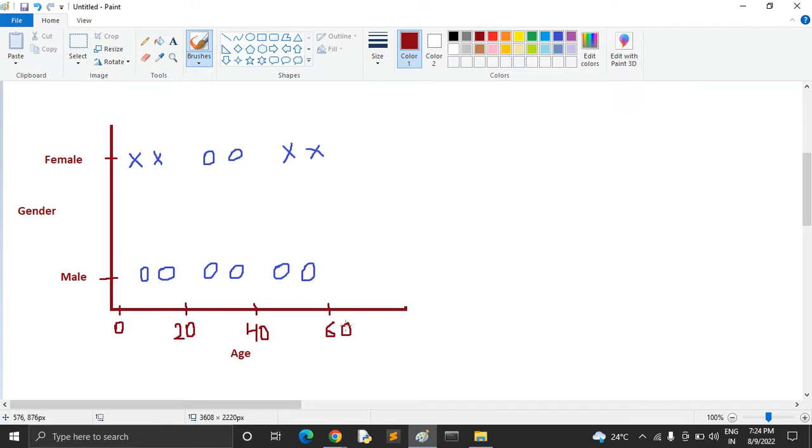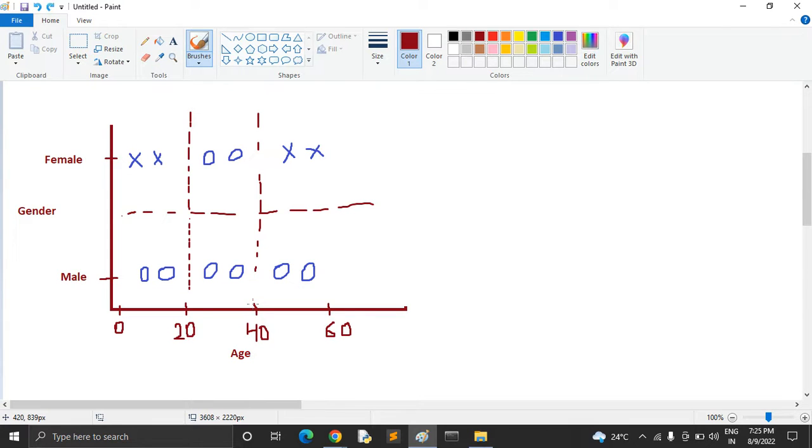Now on this particular data, guys, we can create multiple decision boundaries. One decision boundary can be created like this, very straightforward, on gender. One decision boundary can be created like this, and like this. We can create many decision boundaries, but this is not the right thing.